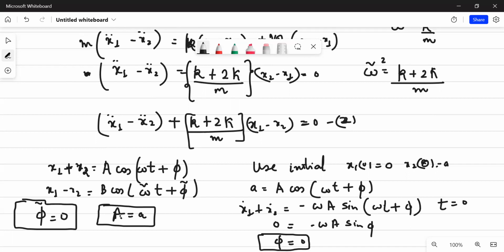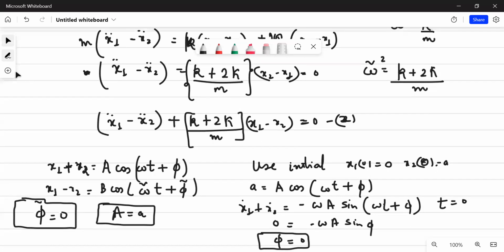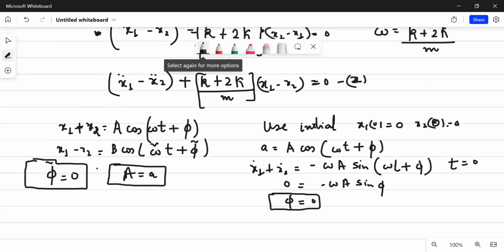What would be capital B? If you want to find capital B, I know that x1 minus x2 is equal to capital B cos, and phi tilde is already 0. At t equal to 0, x1 minus x2, x2 is already a, so your B would also come out as a, if I'm not wrong. Let me see. Let us look at this properly. Why are we hurrying? So let us solve this.